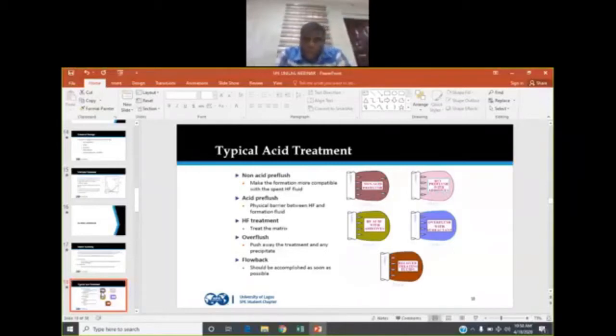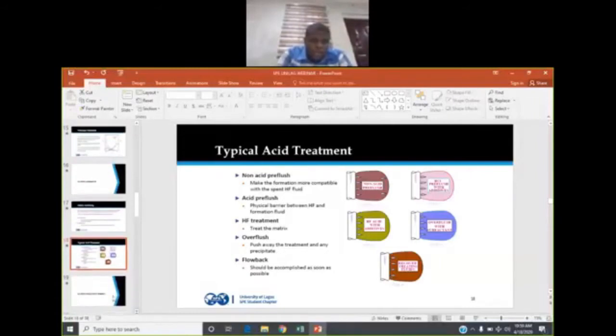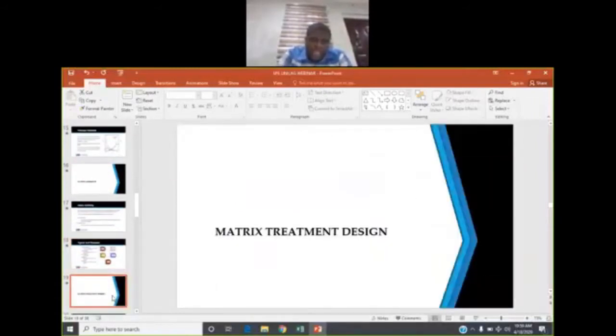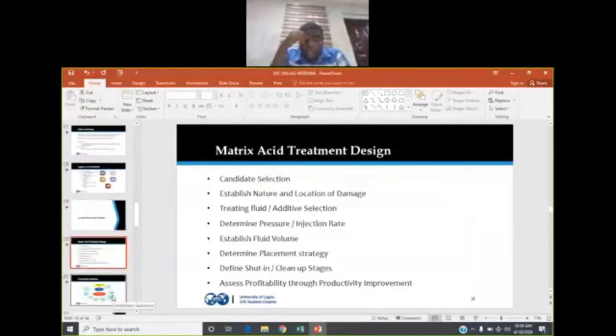Now, immediately after the overflush, you do the flow back so that all the spent acid can flow back into the well and come back to the surface. So the flow back period happens. Then let me quickly move on because of the time. The matrix treatment design. I will dwell a little bit on this because it's similar to the kind of design you adopt. Microemulsion treatment. The first is you want to select the right candidate.